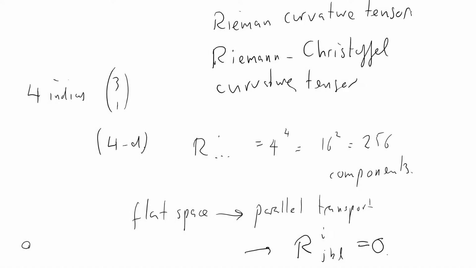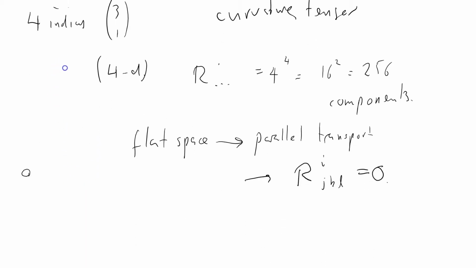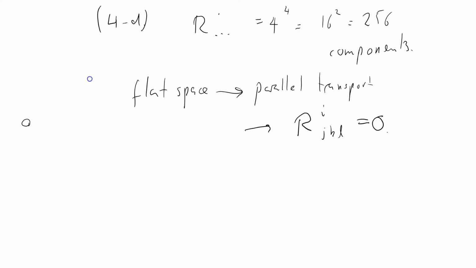General relativity, step by step. We've developed this Riemann-Christoffel curvature tensor here, which is quite a beast. Oh look, it says 3, 1 there, and it should be 1, 3, of course, because it's got 1 upstairs and 3 downstairs indices.